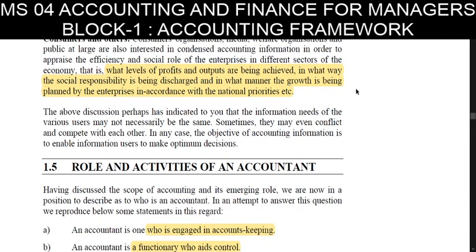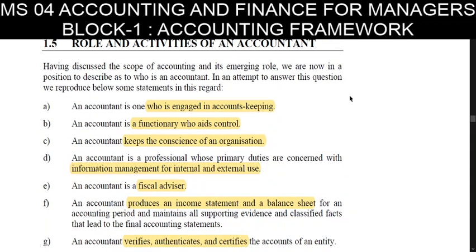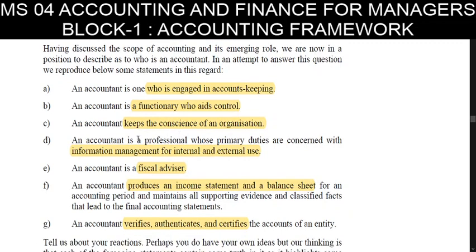Okay. Now, role and activities of an accountant. We'll see what an accountant does in a company. He is engaged in accounts keeping. There is no need of any explanation. He is a functionary who aids control, who aids means who helps in the control of the management. He keeps the conscience of an organization. Keeps the conscience, a very big word, conscience of an organization.